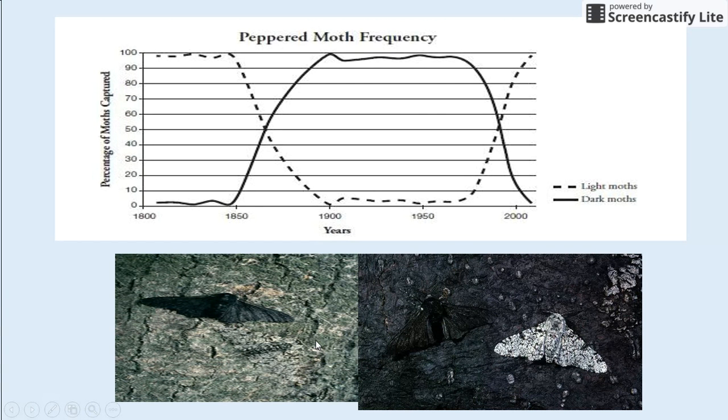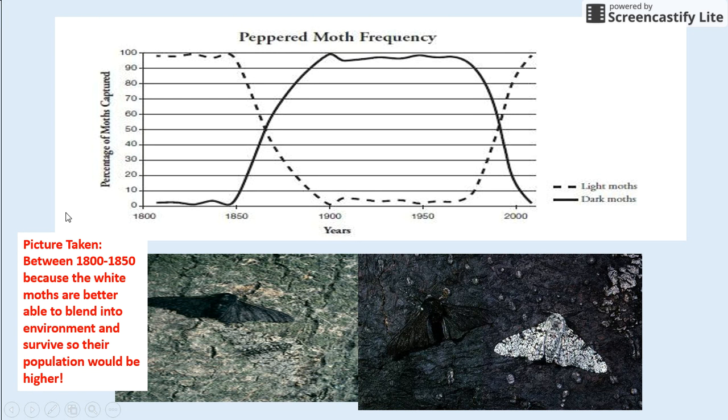The moth that has the better chance of surviving and not being eaten is the moth that can blend in more. So if we take a look at this, we see that that's our light moth. Our light moth, you can barely see it. So a predator can barely see it. So this first picture must have been taken between 1800 and 1850 because the white moths are better able to blend into the environment, so their population would be higher. If they can blend in, they're not going to get eaten.